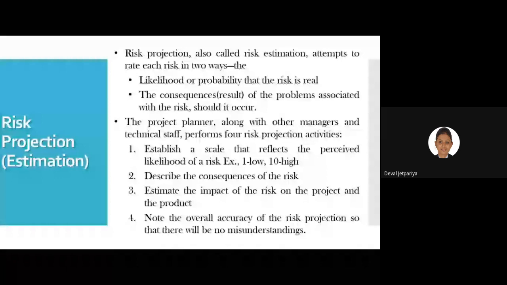The third one is to estimate the impact of the risk on the project and on the product. Okay, that is also a factor of estimation. Fourth one is to note the overall accuracy of the risk projection, so there will be no misunderstandings. That means we need to focus on each and every estimation category. It is not like we are only focusing on one or two categories. So this is with respect to estimation.